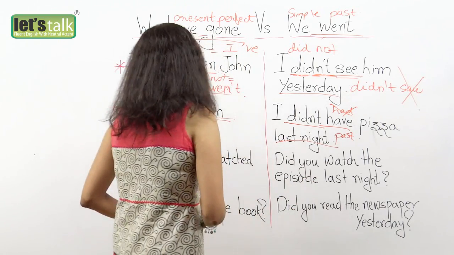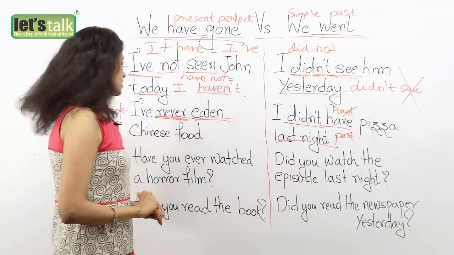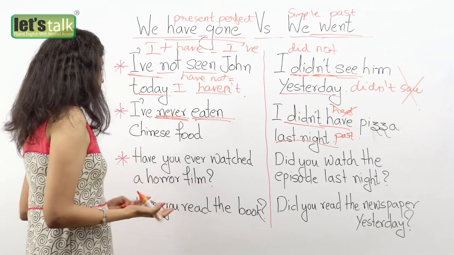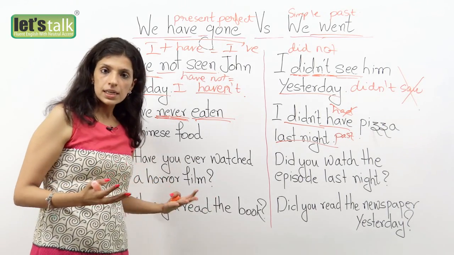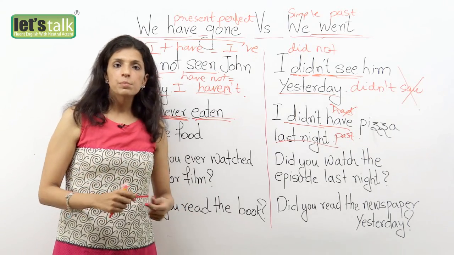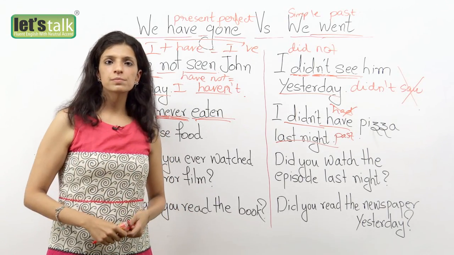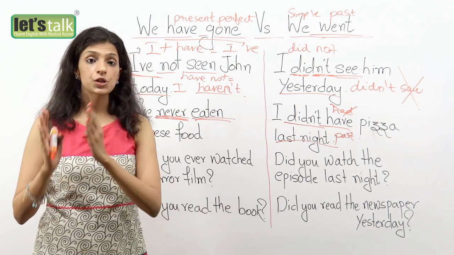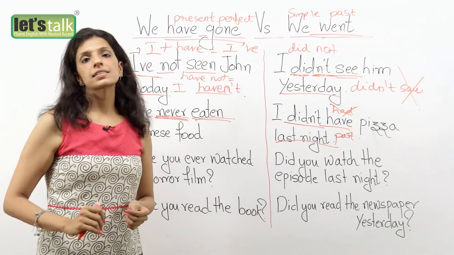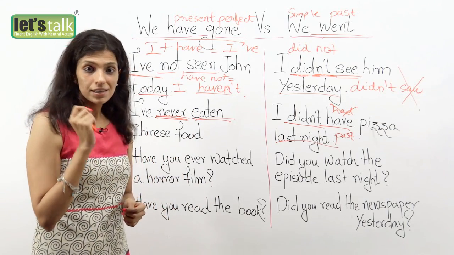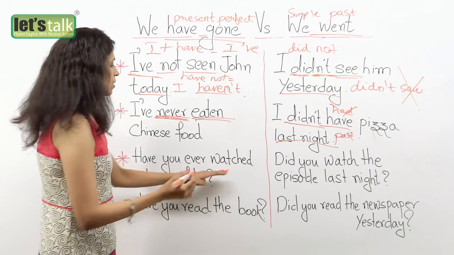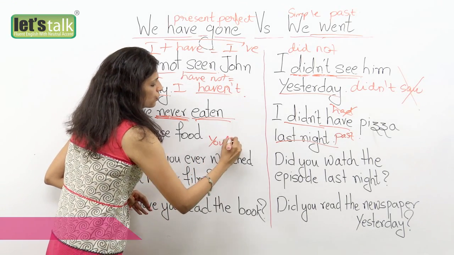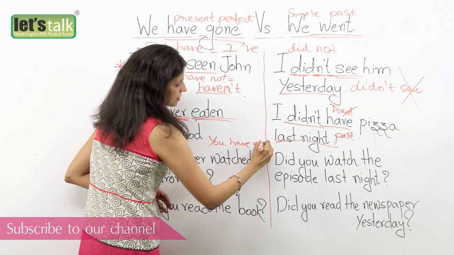Okay. Now let's take a look at some questions. If I ask you, have you ever watched a horror film? Well, colloquially, that means informally, people always say, you watched a horror film? Well, that's a statement. When I say you have watched a horror film, that's a statement. Remember, the correct structure would be, have you ever watched? It's very simple. All you need to do is, you have watched is a statement.